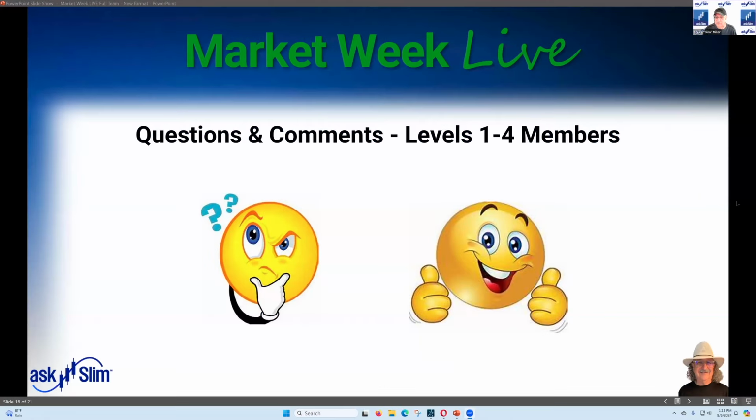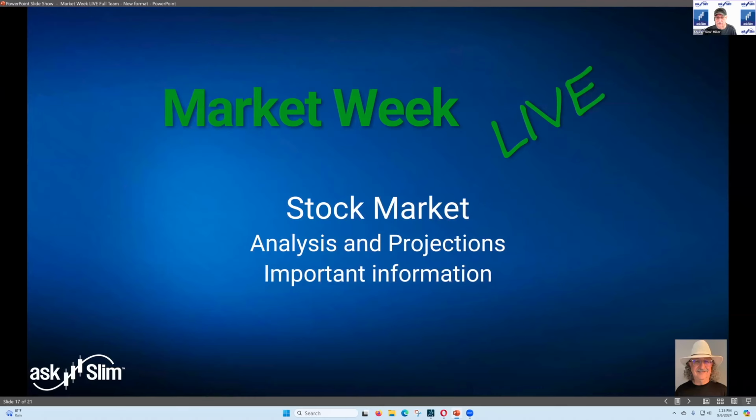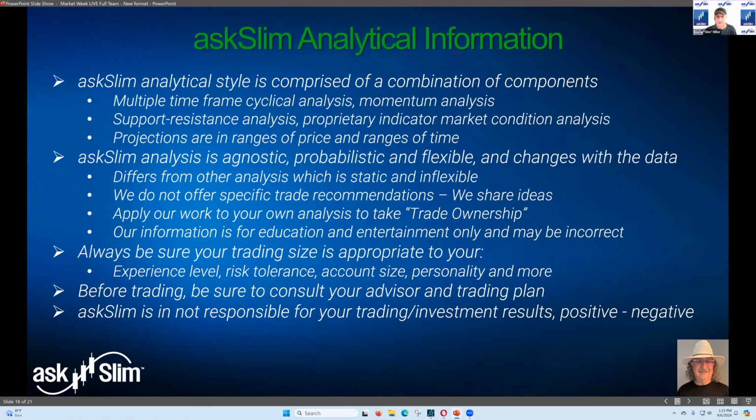All right, so we're going to move on right now and take a look at the analysis for the stock market. Before we do that, there's some important information. Make sure that you read this slide. It tells you about how our approach to the market looks at some very specific mechanical ways that we do our analysis and how you can use that analysis for yourself with the very important aspect of owning your own trade.